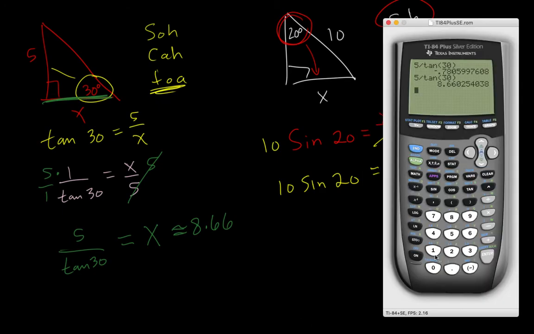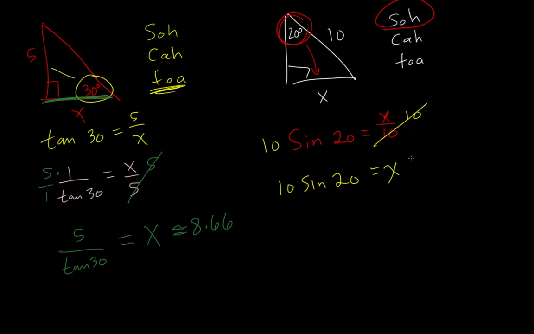Go to the calculator, 10 times sine 20. I'm in degrees, so this will be fine. So it's 3.42. So that would be the length of that side.